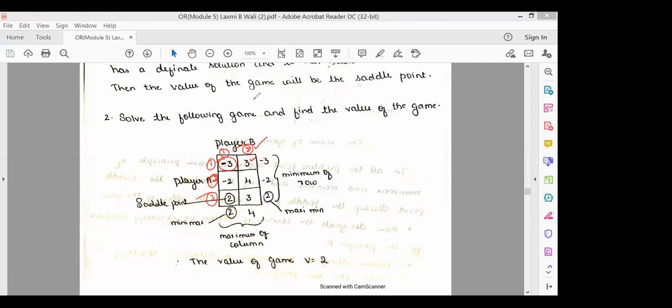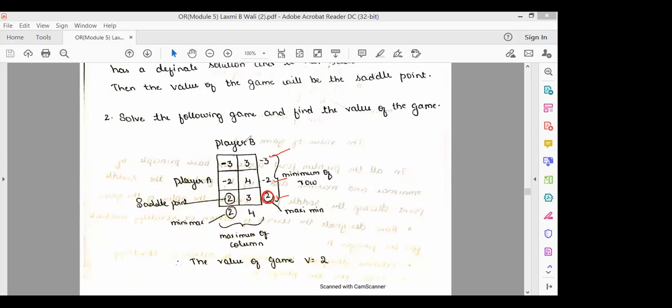So once again, in this payoff matrix, you have to find out the value of the game by identifying the saddle point. So how do we find that? Compared to the first row elements, -3 and 3, the minimum is -3. In the second row, -2 and 4, the minimum is -2. In the third row, 2 and 3, the minimum is 2. Among these row minimums, you have to choose the maximum. Comparing -3, -2, 2, the maximum value is 2. So round it off.